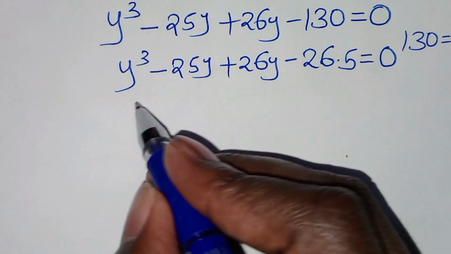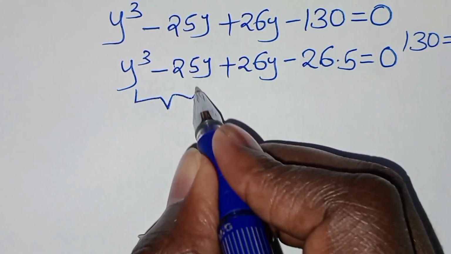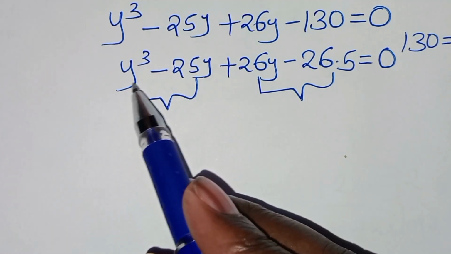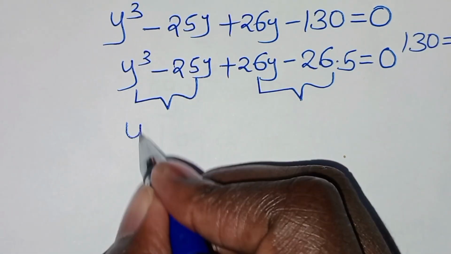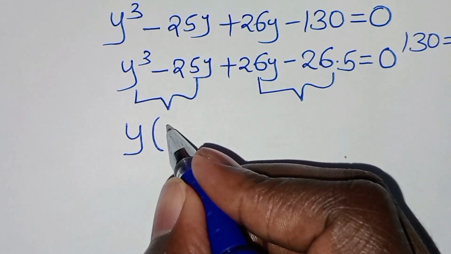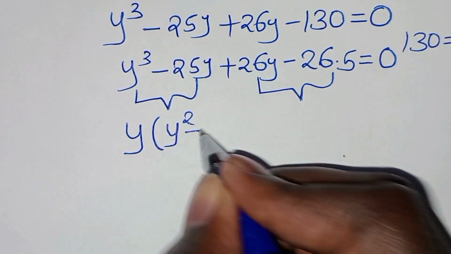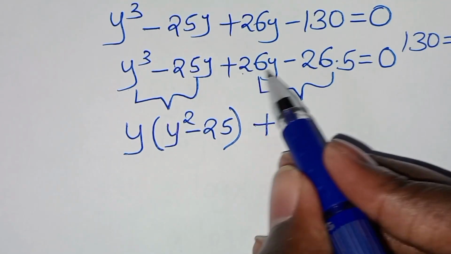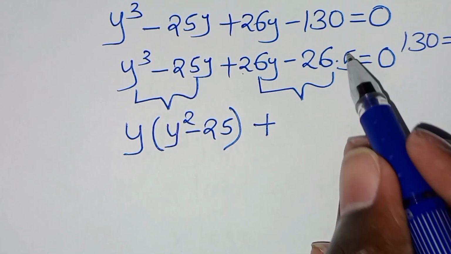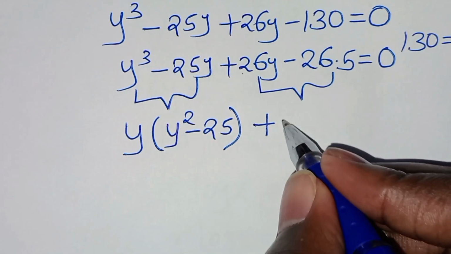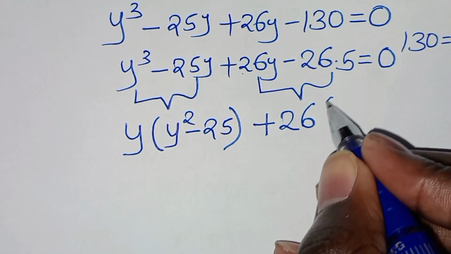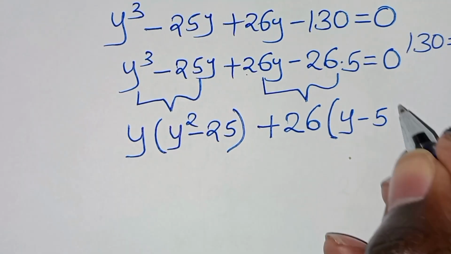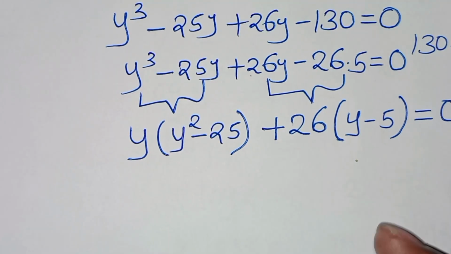The next step is that we have two parts here. This is the first part and this is the second part. From the first part, we can factor out y so that we have y into the parentheses, y squared minus 25, close the bracket, then plus, here we have 26y minus 26 times 5. So 26 is common here. We can factor out 26 so that we'll have 26 into the parentheses, y minus 5. This is equal to 0.